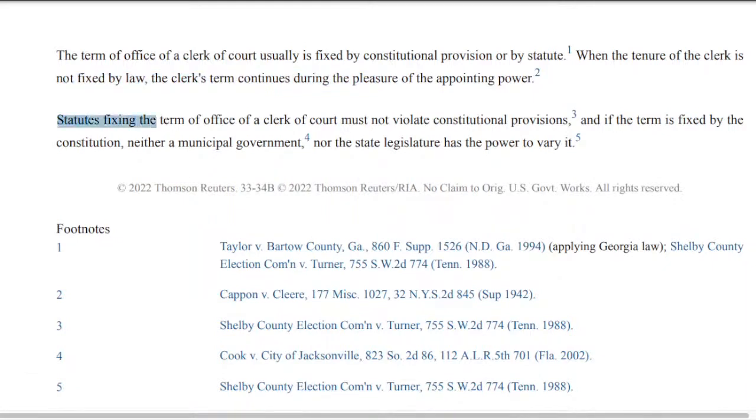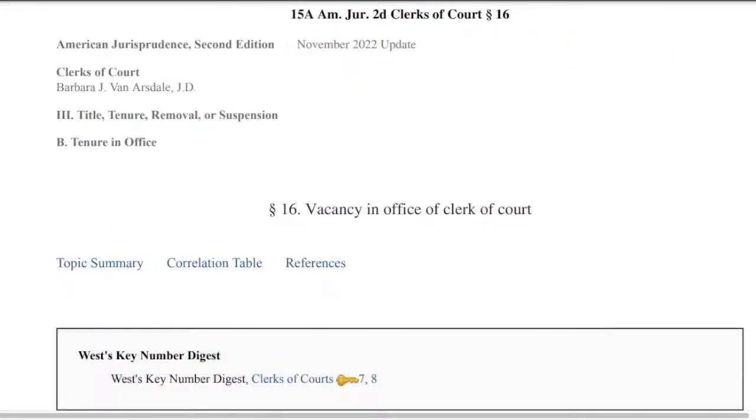Statutes fixing the term of office of a clerk of court must not violate constitutional provisions. And if the term is fixed by the Constitution, neither a municipal government nor the state legislature has the power to vary it. All right, pretty good stuff here.